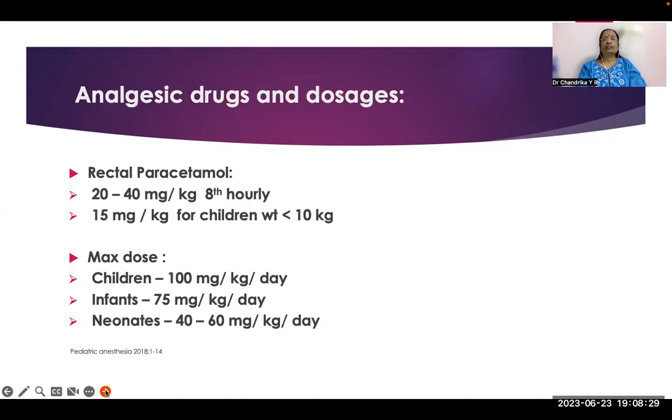So let us discuss the analgesics most commonly used in the pediatric age group. As far as analgesia is concerned, the most popular drug is paracetamol. Rectal paracetamol is given in the dose of 20 to 40 mg per kg body weight 8 hourly. If the weight is less than 10 kg, then the dose is 15 mg per kg. The maximum dose you can give in a day is 100 mg per kg in children, 75 mg per kg per day in infants, 40 mg per kg in preterm neonates, and 60 mg per kg per day in term neonates.